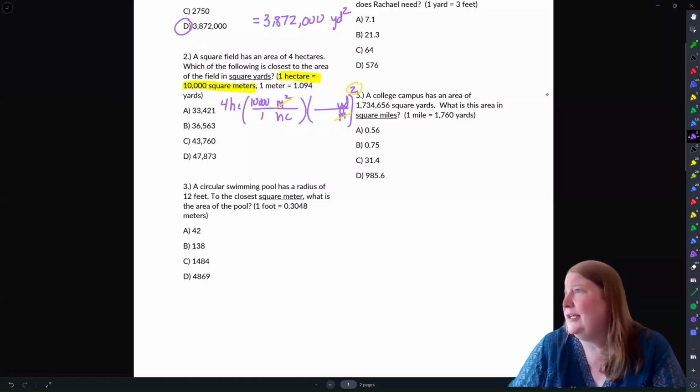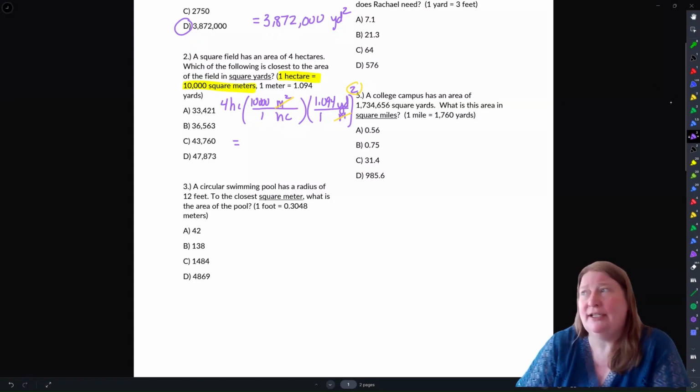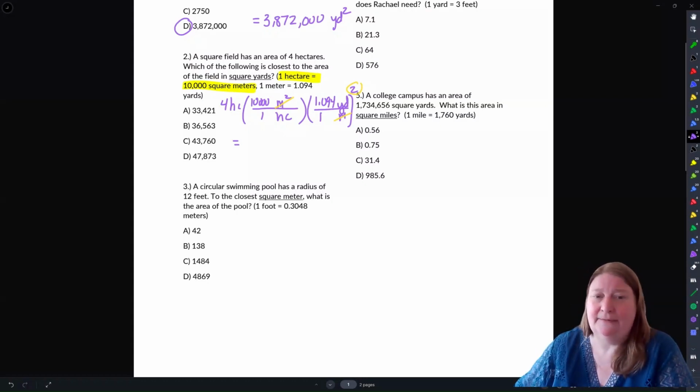And let me fill in those answers. 1 meter is 1.094 yards. I can use the linear numbers in my conversion factor as long as I'm squaring on the outside of my conversion factor. So again, let me put that in my calculator. It's going to be 4 times 10,000 times 1.094 squared. It's just that 1.094 that has to be squared.